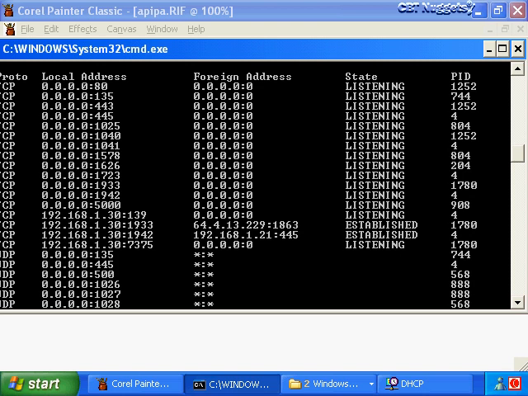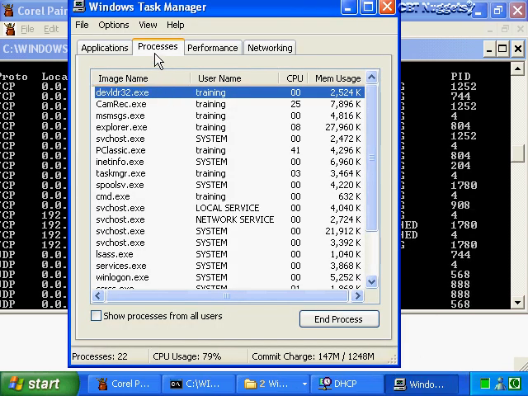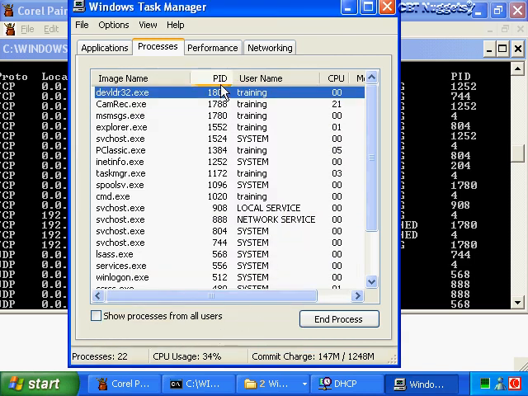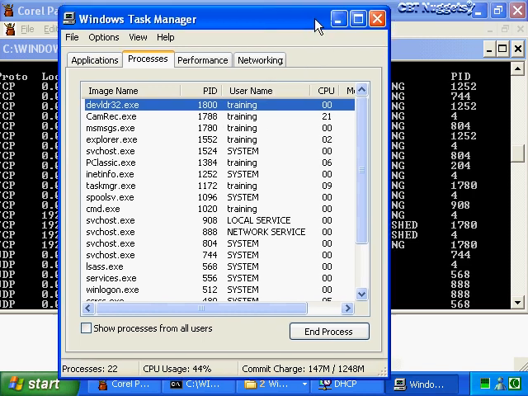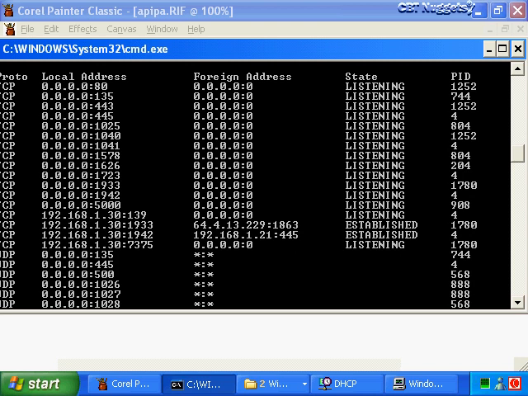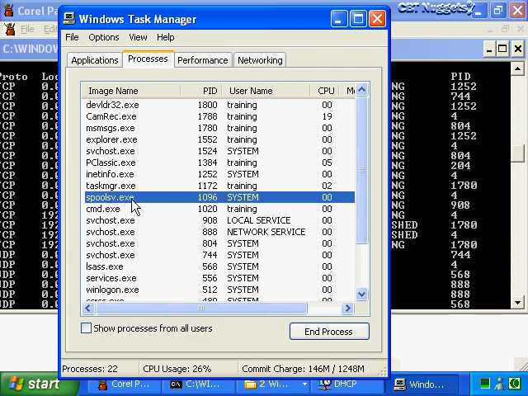And we do that by bringing up our Task Manager. So let's right click on our taskbar, bring up Task Manager, go to the Processes tab, and then from here go to View, choose Select Columns, choose Process Identifier, click on OK, and then you would scroll through this column and find the process identifier in our command prompt window from our netstat command, and then go into Task Manager and find that same process identifier and see exactly which executable is making that connection.